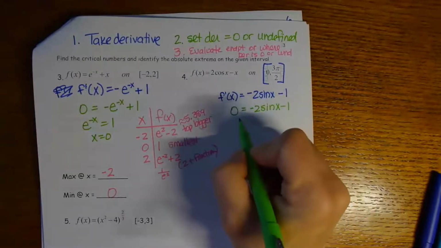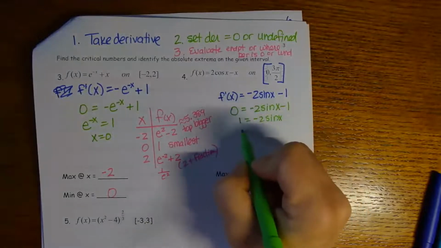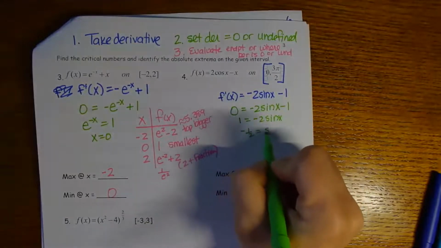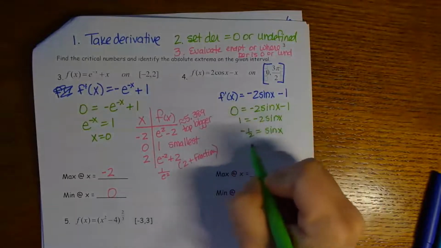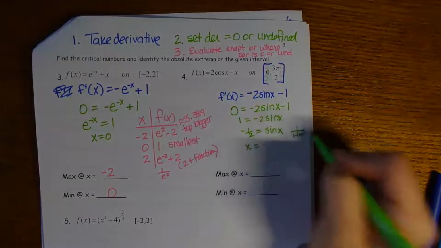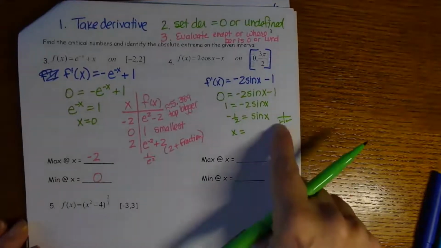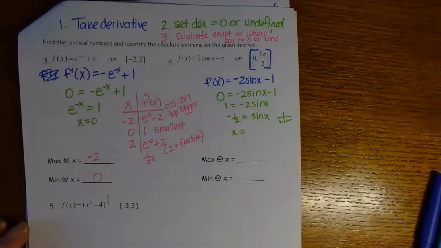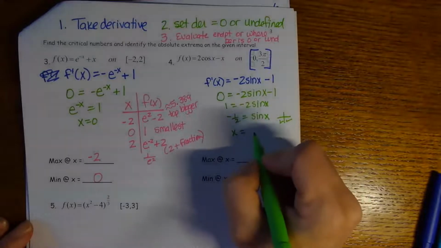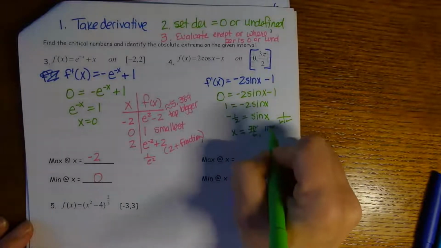Now we can solve this, right? 1 equals negative 2 sine x. Negative 1/2 equals sine x. So what does x equal? First of all, sine is negative in the bottom. It's a pi over 6 family, right? So you need to know the names of the families down here that are pi over 6. What are they? 7 pi over 6 and 11 pi over 6.